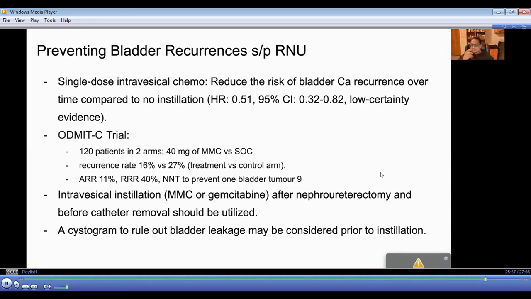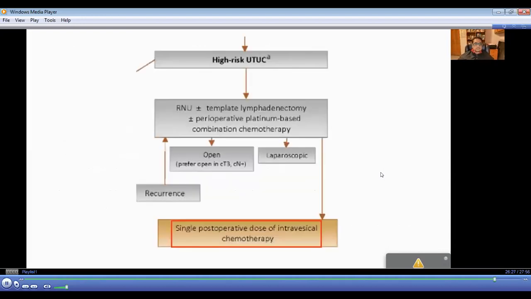This intravesical instillation is recommended. It can be gemcitabine or mitomycin, whichever is available. It is usually administered before the removal of the Foley catheter. Some people do it at the time of the surgery when they see that there's no obvious leak. Some people choose to do it at a delayed time, at the time of the cystogram, when they have radiologically ruled out any bladder leak prior to instillation.